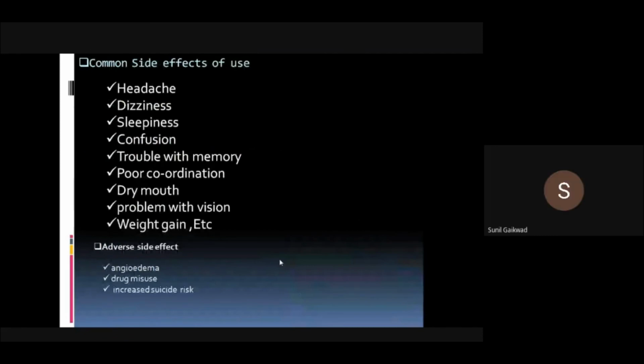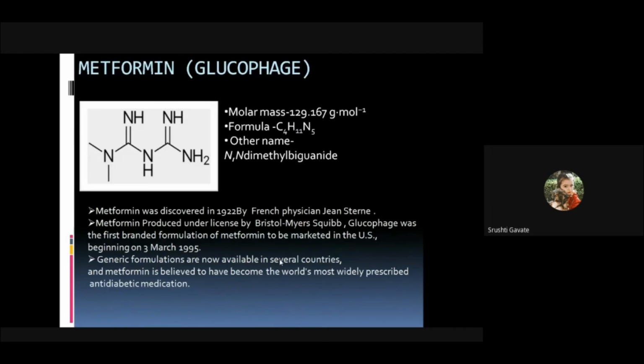Side effects. There are many side effects. Some of the common side effects are headache, dizziness, sleepiness, confusion, trouble with memory, poor coordination, dry mouth, problem with vision, weight gain, etc. When we take an overdose, there are some adverse side effects such as angioedema, drug misuse, and increased suicide risk. This is the information about pregabalin.